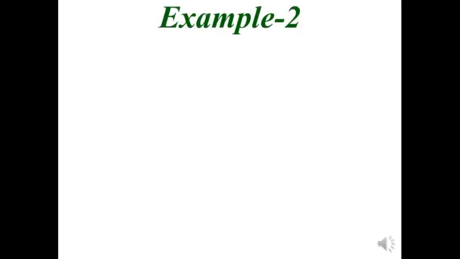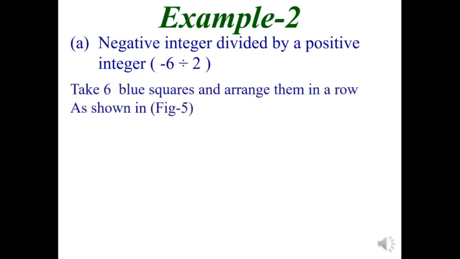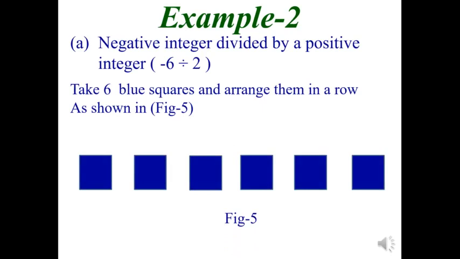Next, example 2. Negative integer divided by a positive integer: minus 6 divided by 2. As the first integer is minus 6, negative, we have to take 6 blue squares and arrange them in a row as shown in figure 5. So like this we arrange 6 blue squares in a row, because each blue square represents -1. So 6 blue squares means -6.